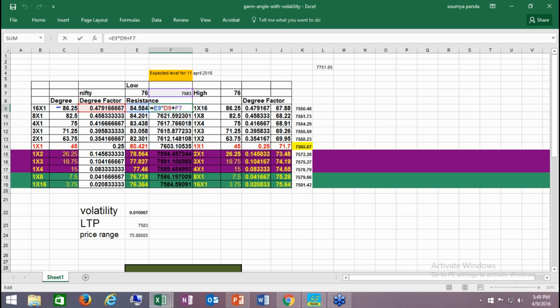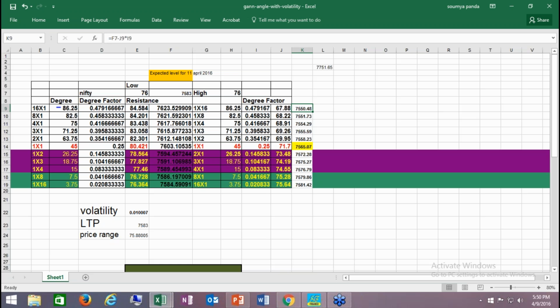We have taken the last traded price in this particular case, and whatever the resistances and prices we have calculated, that is multiplied with the degree factor. We add that to the reference price to get all the resistance lines, and in the same way we subtract from the reference price to get the support numbers. So this is what we have done, post which comes our trade decision.